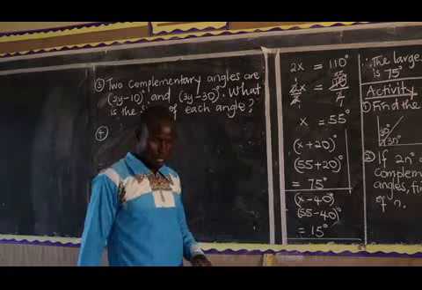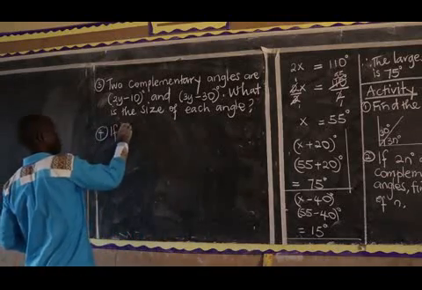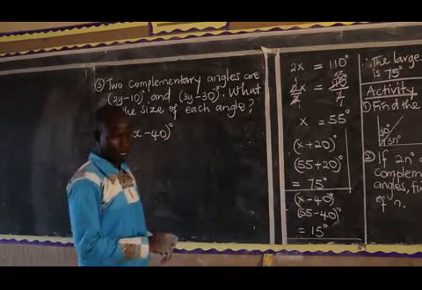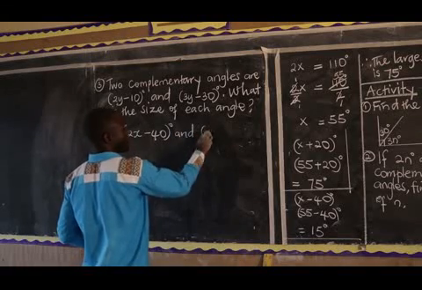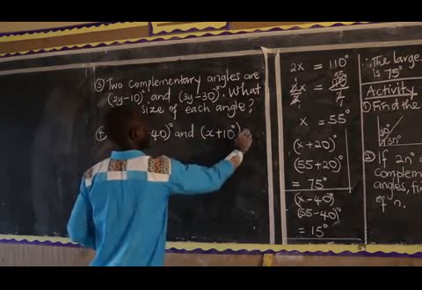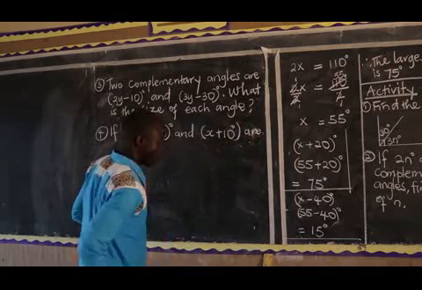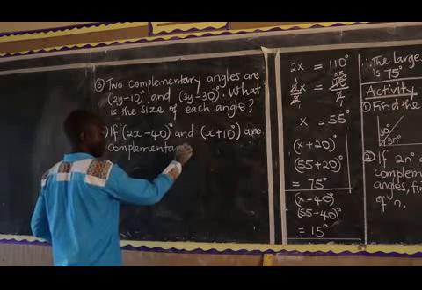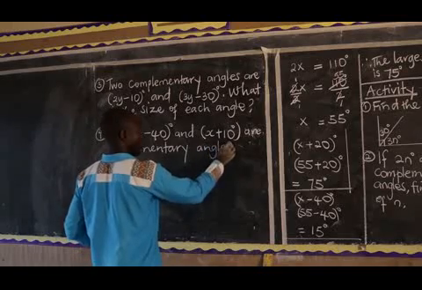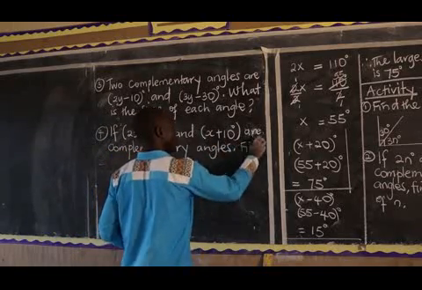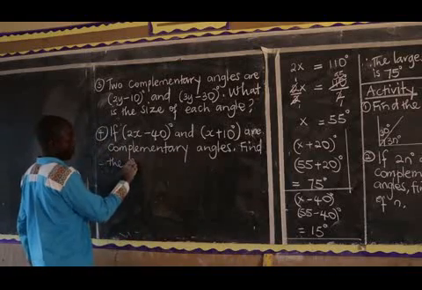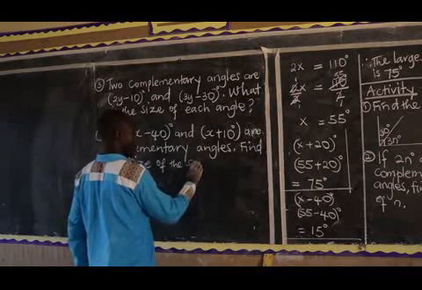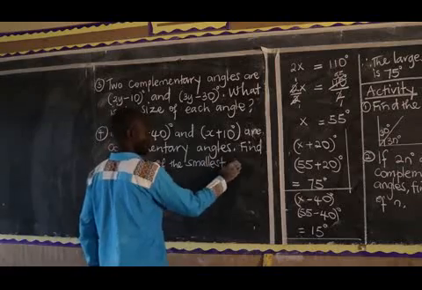And lastly, if (2x minus 40) degrees and (x plus 40) degrees are complementary angles, find the size of the smallest angle.